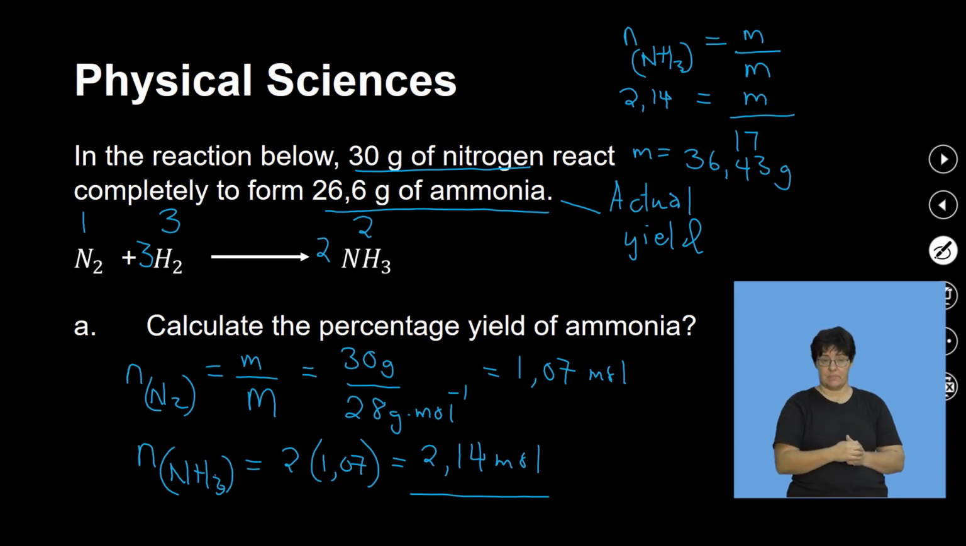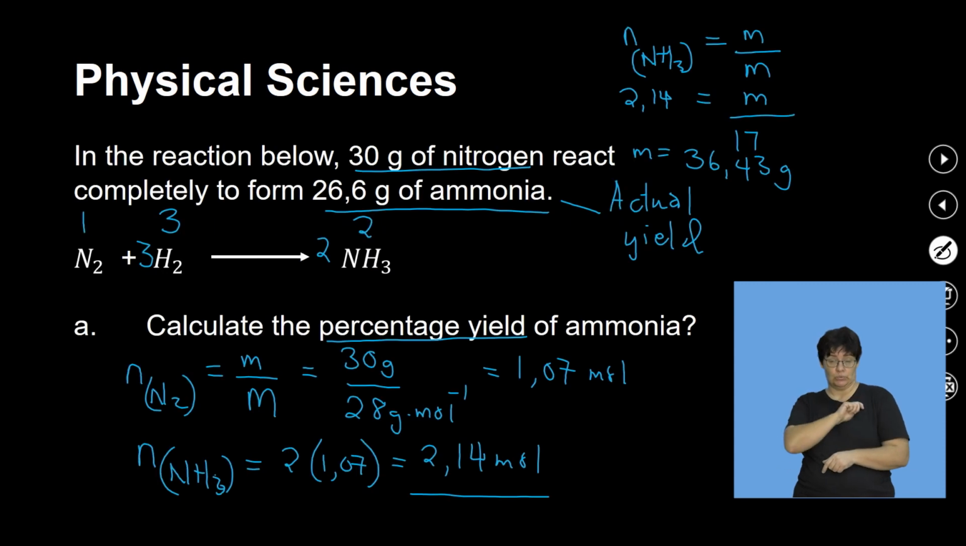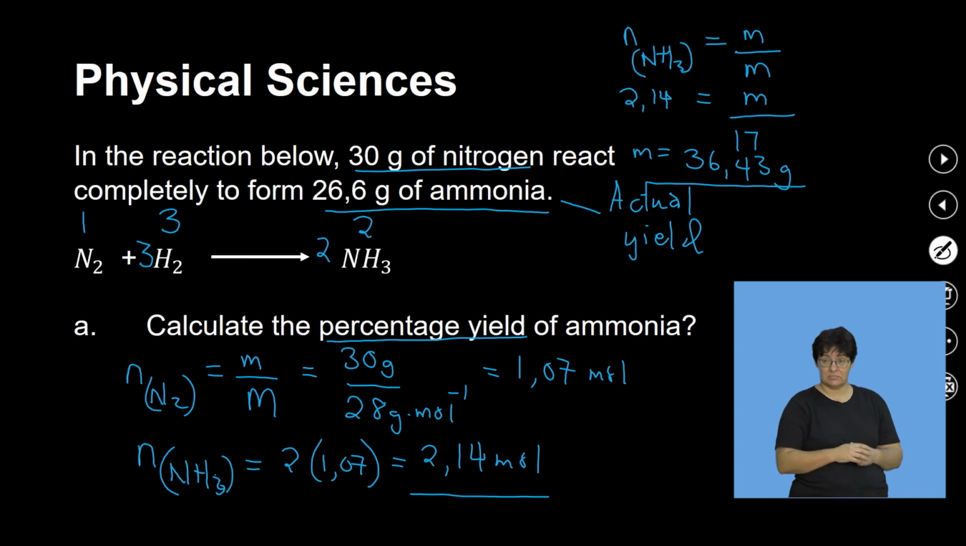All right, so if we want to get the percentage yield, because that's the question it asked us, let's use those values. The percentage yield of ammonia is equal to the actual yield. The actual yield is 26,6 grams. That's what was formed. What did we expect? That's our theoretical yield. Our theoretical yield in this case is 36,43.